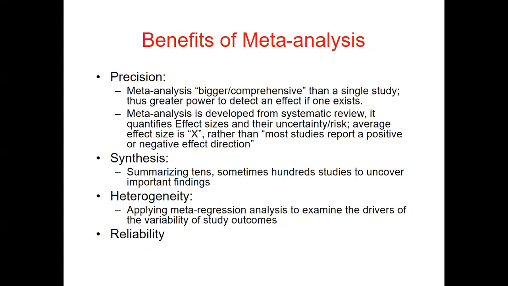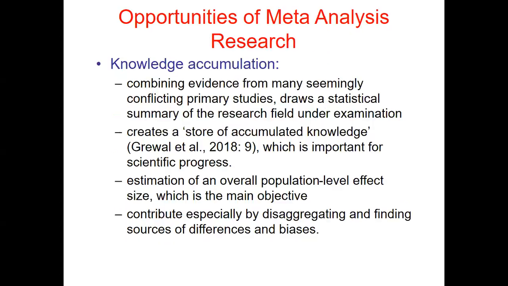So some benefits here is the idea of precision. There's the idea of synthesis. There's the idea of heterogeneity. That's applying meta-regression analysis to examine drivers of the variability of study outcomes, for example, the dependent variable. There's also the idea of reliability, okay?